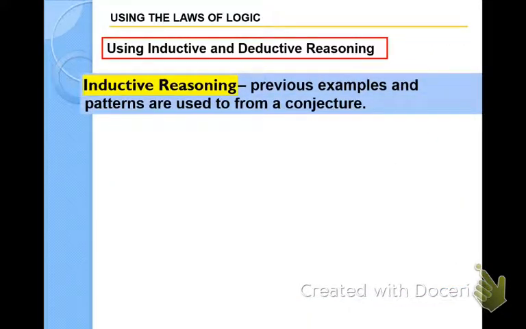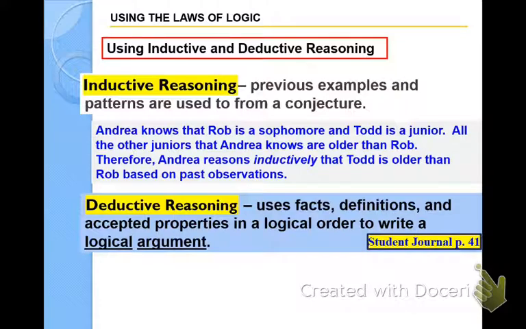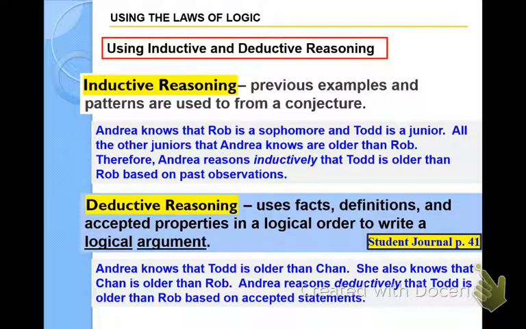We already knew inductive reasoning was based on previous examples and patterns. Deductive reasoning uses facts, definitions, and accepted properties. So that's all I want you to write. Deductive reasoning uses facts, definitions, and accepted properties. These are stone cold true facts. Okay, not, oh, I watched this happen, so this must be true. It is 100% true. This is usually the more accurate.